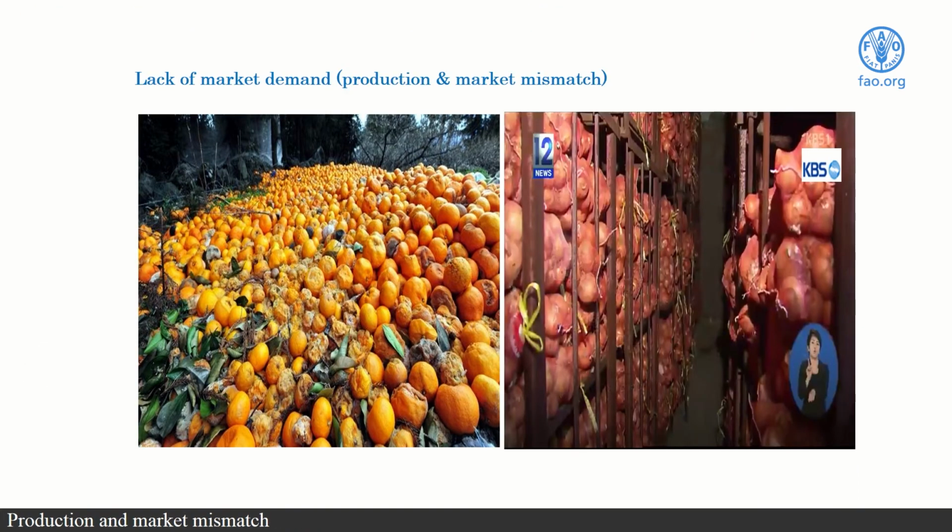Well, lack of market demand, or production and market mismatch, is also another important cause of post-harvest losses. The market information of the previous year or years could drive many farmers to produce a specific crop. On the contrary, the consumption may not grow exponentially with the production. This situation could end up with surpluses that may not even cover production costs. So it needs to be considered before starting production.